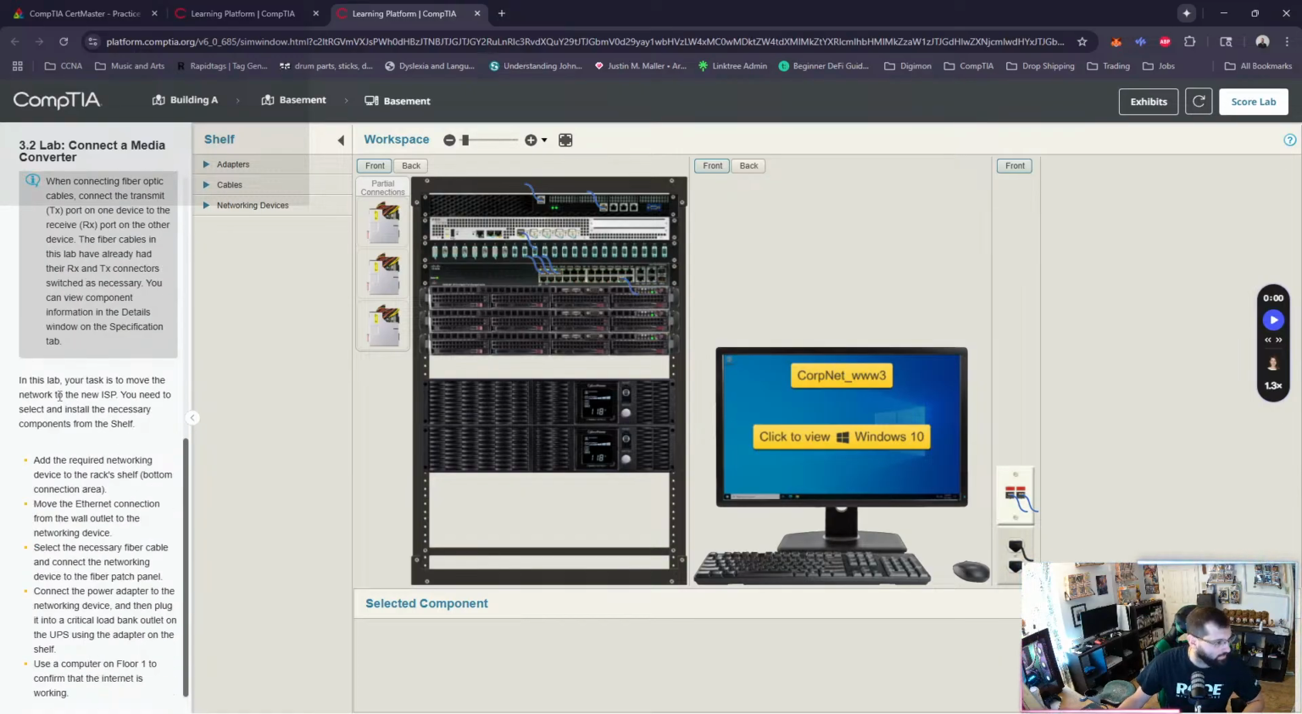Okay. In this lab, your task is to move the network to the new ISP. You need to select and install the necessary components from the shelf. Add the required network device to the rack shelf, bottom connection area. Move the Ethernet connection from the wall outlet to the network device. Select the necessary fiber cables to connect the network device to the fiber patch panel. Connect the power adapter to the network device and then plug it into the critical load bank outlet on the UPS using the adapter on the shelf. Use a computer on floor 1 to confirm that the internet is working. So we got a lot of things going on.